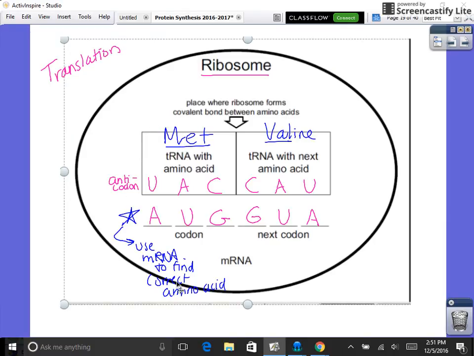Now, I want to point out in blue here, you see that it says you use the mRNA to find the correct amino acid, and you're going to see it matches up right there. Okay, so GUA matches with valine in your codon wheel. So this is going to continue on, and as these amino acids are dropped off, they're joining together by forming something called a peptide bond until they make the entire polypeptide.